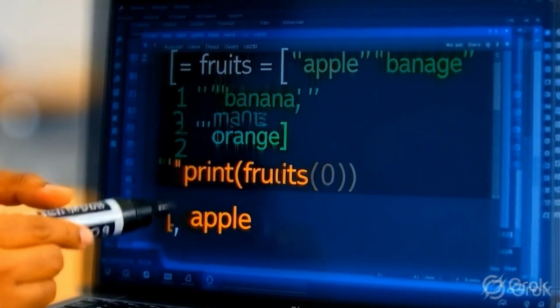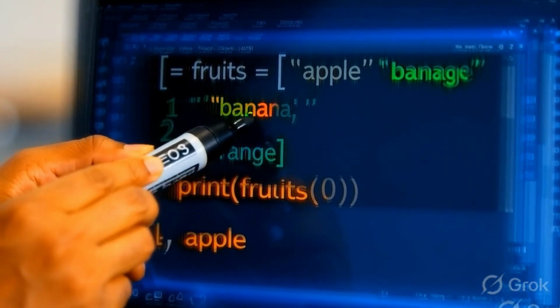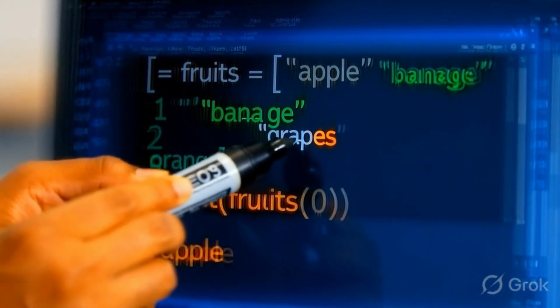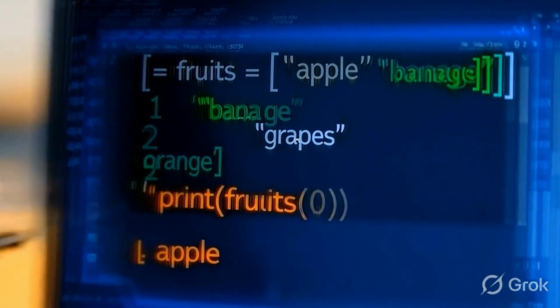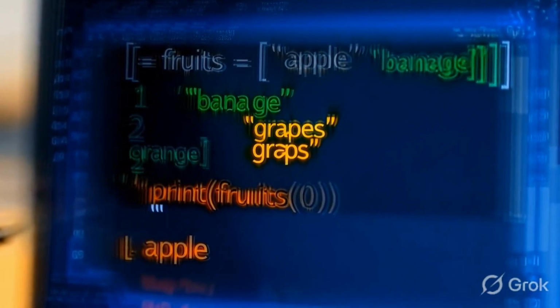Lists are mutable, which means we can change their values. For example, let's change the second element from banana to grapes. We simply assign the new value to the index position, and now it's updated. Now banana has been replaced with grapes. The new list output: apple, grapes, mango, orange.